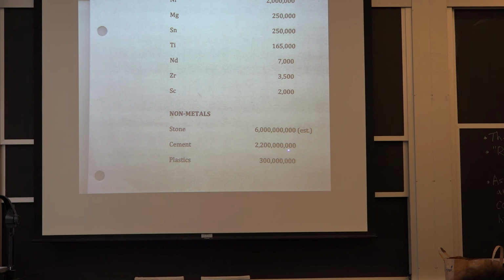But I also estimated, off Googling a little bit, you can get the total amount of cement or plastics. Plastics are 300 million tons, 20% of the weight of steel. The volume's a lot larger because the density of plastics is a lot less.